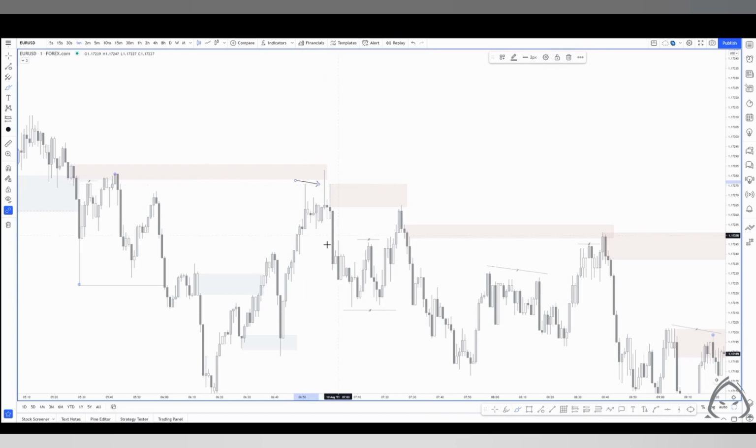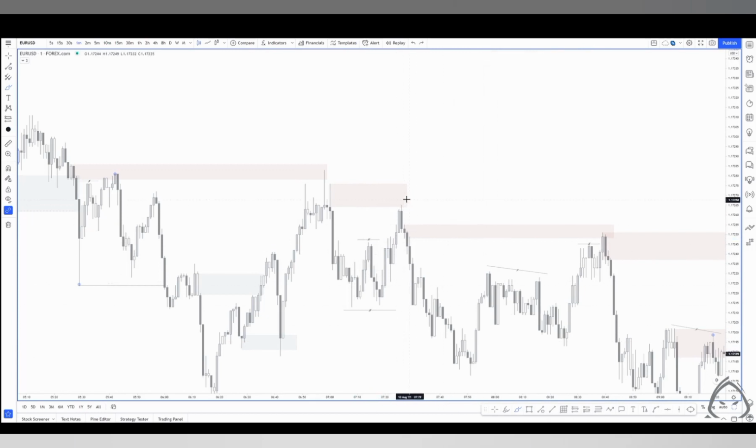Why? Because we swept liquidity. We did break some structure. Again, arguably, if we broke structure, yes, on the seconds time frame, 1 minute, not so much. But more importantly, what did we also do? We mitigated a previous supply zone. So we have extra factors in our favor to look for a potential trade.